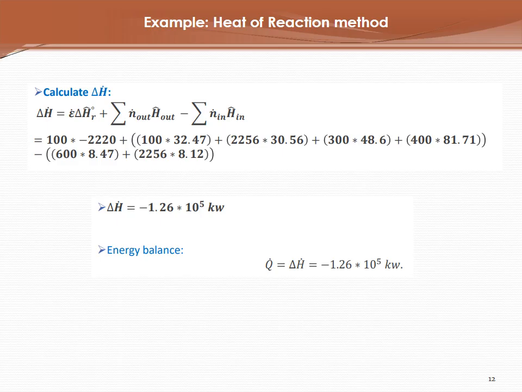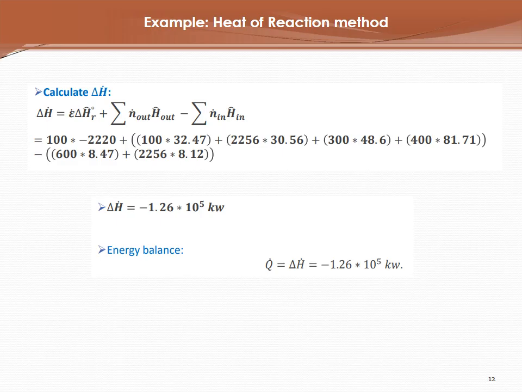Then we multiply this extent of reaction with the standard heat of reaction, which is minus 2220 kilojoules per mole. This value is provided in the problem. Then we have the summation term here. We multiply the output molar flow rate with their corresponding specific enthalpies, and then we have the summation term here, which is the product of the feed flow rate multiplied with its corresponding specific enthalpies.